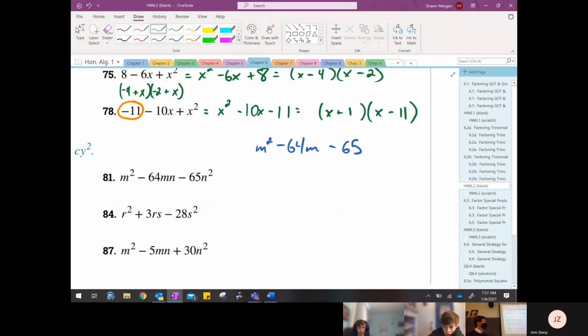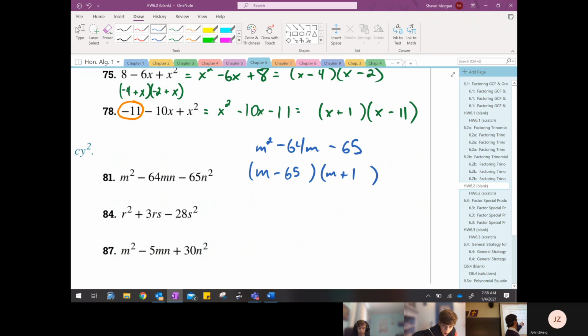Okay? Now, can anybody come up with a couple factors of negative 65 that add up to negative 64? Since 64 is close to 65, it's probably going to be 1 and 65, but how do I get my signs squared up? James, what do you think? Yeah, good. So m minus 65 and m plus 1, right? That's how that one would work out. You get tested by foiling. You do your outer and your inner, and you get negative 64m.